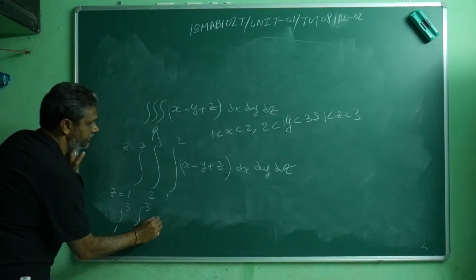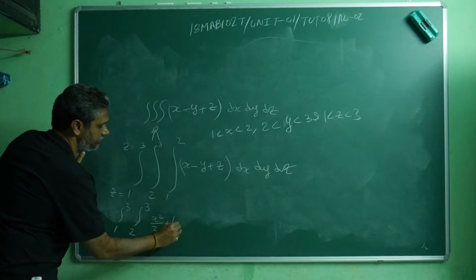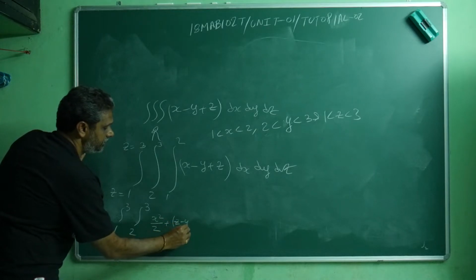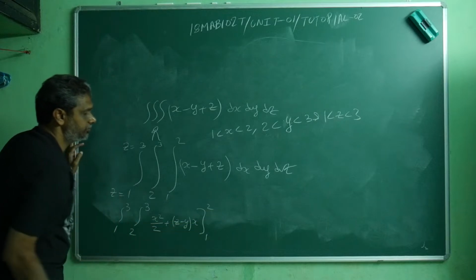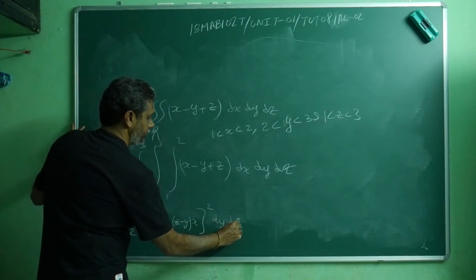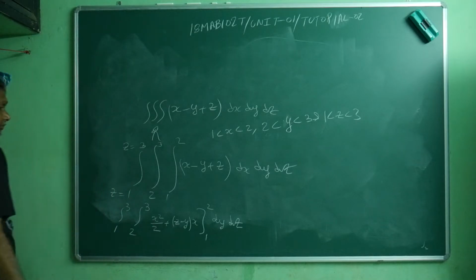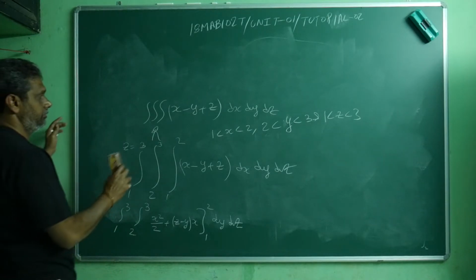Now with respect to x, if I integrate, x squared by 2 plus this I will write (z minus y) into x, with limits 1 to 2. Any doubt? dy dz. Cut out. Now apply the limit.